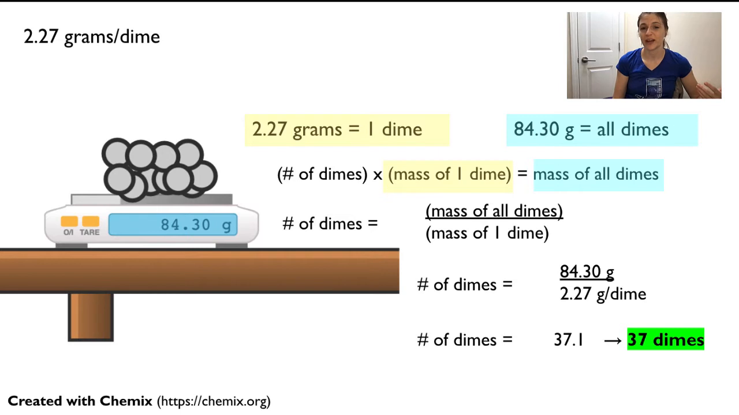I could have figured that out by just weighing one dime and then weighing all the dimes and then doing a little bit of math, right? I didn't need to sit there and physically count out every single coin if I had a balance. So you might be thinking, that was really impressive, Kim. You counted how many dimes you had without having to actually physically count them. Great. What does this have to do with chemistry?